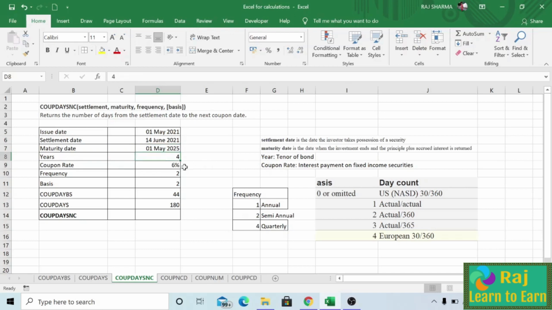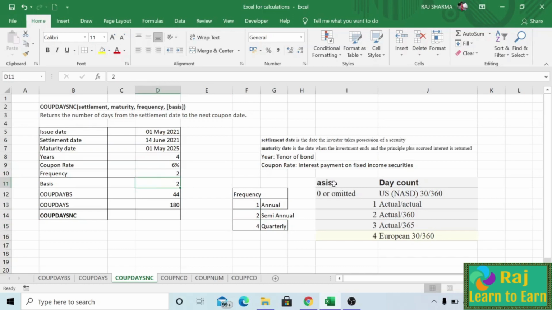Years is the tenor of the bond. Coupon rate is the interest paid on the bond. In this case, we are taking 6% as the coupon interest. And then frequency is the frequency of payment of coupon. So if the interest is paid only annually, then we have to put 1. For semi-annual it is 2, and for quarterly we have to put 4.